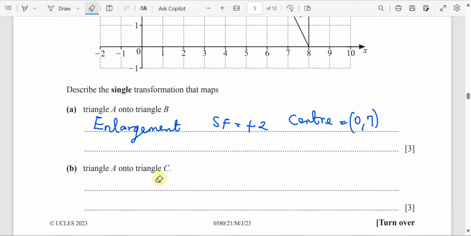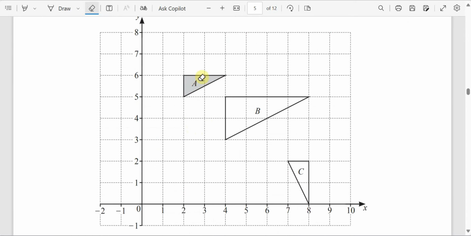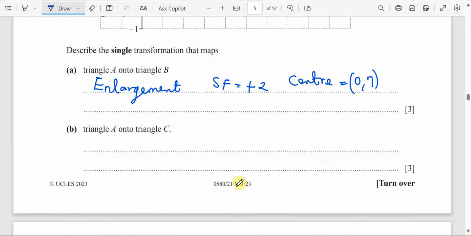So triangle A onto triangle C. Now, by mere observation, if you look at A and C, you see that A is being rotated to get C. A is being rotated, so that means the transformation there is rotation. Remember, you write the name first. Rotation.